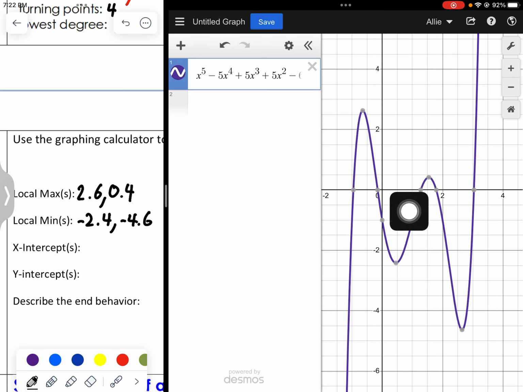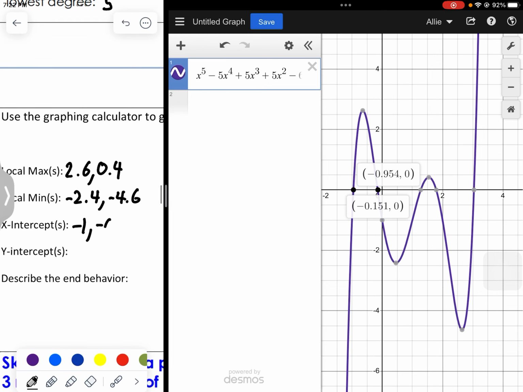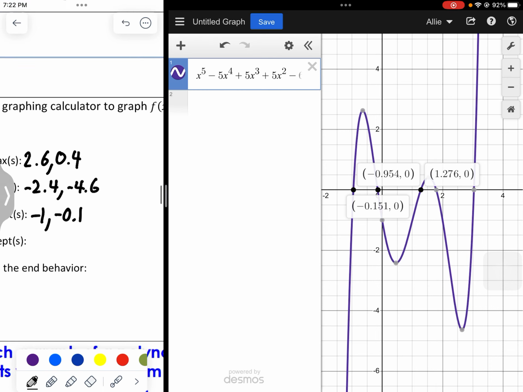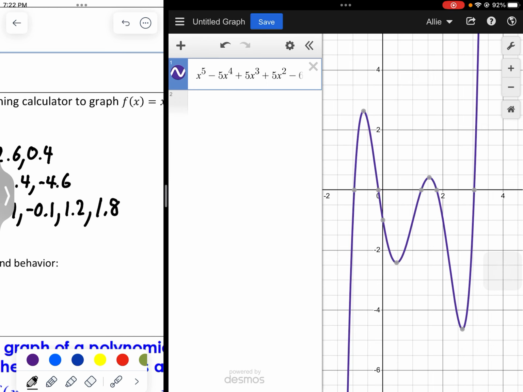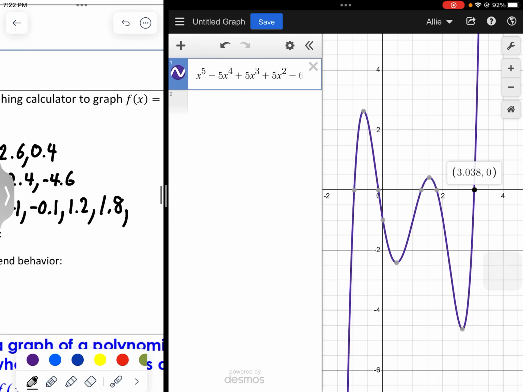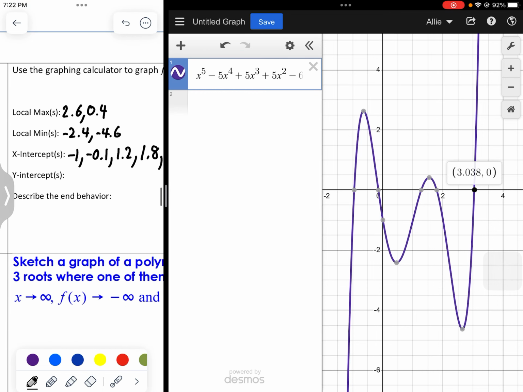The x-intercepts, we have 1, 2, 3, 4, 5. I'm going to start with these 2. So this one, you can round that one to negative 1, negative 0.1, 1.2, now I'm looking back at the x values. 1.8. In the last one, we're just going to go 3. Not exactly there, but close enough.